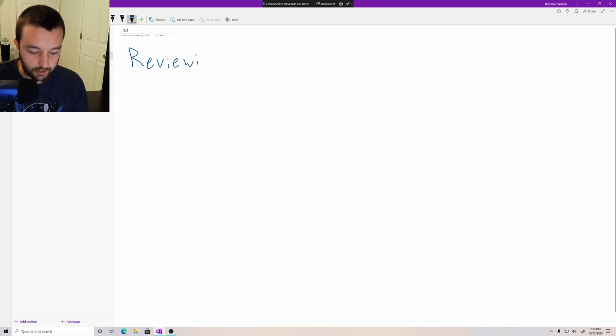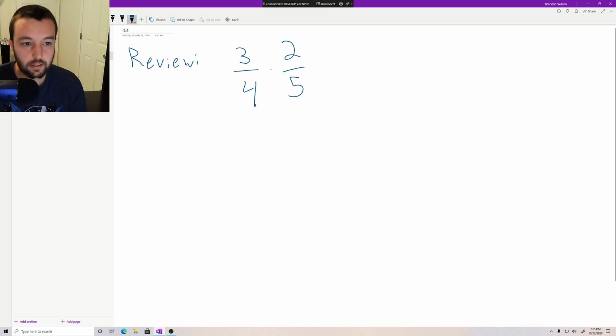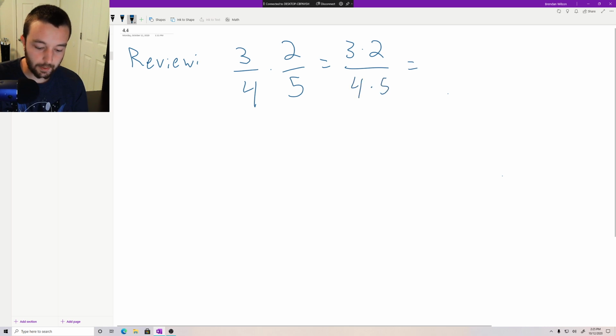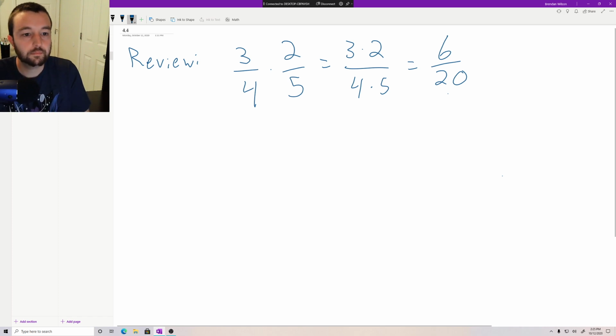to multiply fractions, say something like this, we just multiply the tops and multiply the bottoms, okay? So we do 3 times 2 on the top, 4 times 5 on the bottom, and we get 6 over 20, okay?